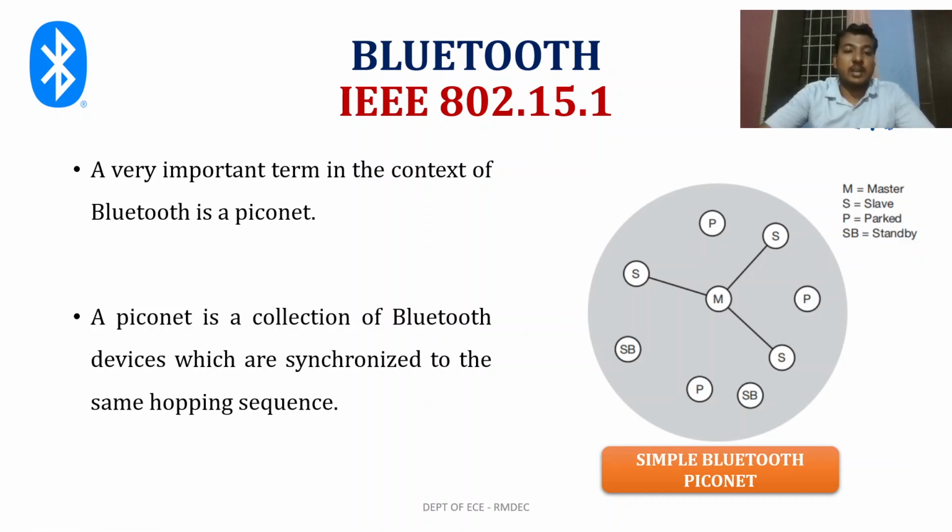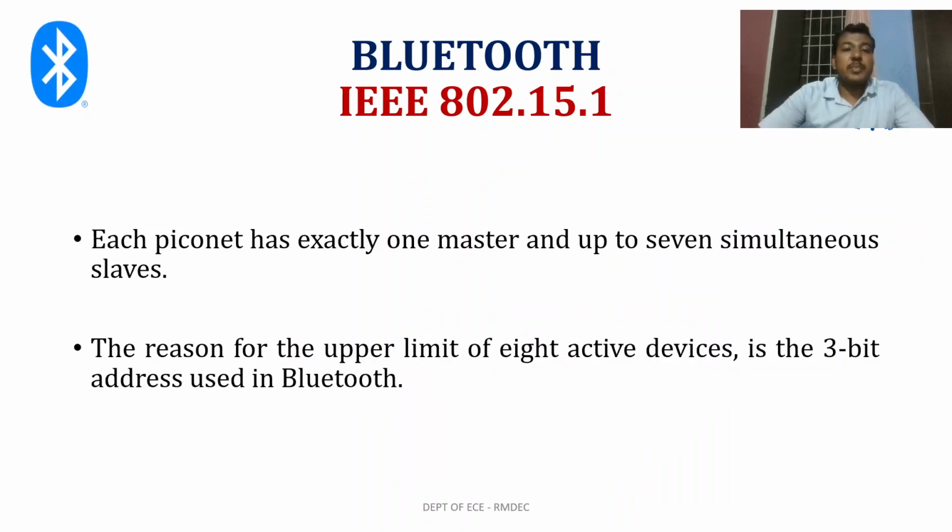So Piconet is a collection of devices which are synchronized to some hopping sequence. Each Piconet, as I already told, has the master and up to 7 simultaneous slaves. So totally 8 will be connected, and the parked and the standby will be out of that. The reason for this is that each component in the Piconet is connected using a 3-bit address used in Bluetooth, starting from 000 to 111. So totally 8 devices can be connected, one master and 7 slaves.